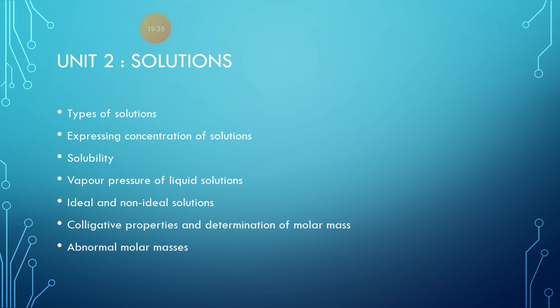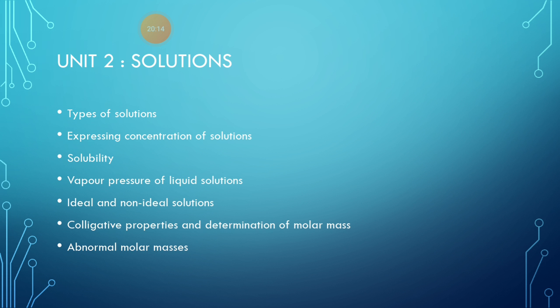Then we are going to learn about ideal and non-ideal solutions and their equations. We are going to discuss the properties of ideal solutions and non-ideal solutions, then the deviations from Raoult's law: which kinds of solutions show positive deviation, which kinds of solutions give negative deviations, and what the reasons for these deviations are, we are going to learn in this point.